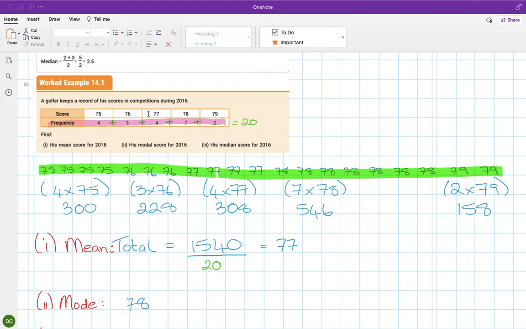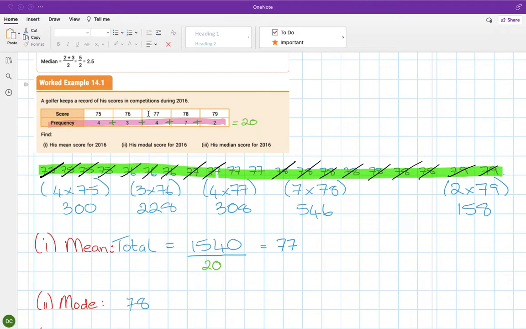And then the last one is the median. Okay, so placed in order, like they are above there in green, you get the median by picking out the middle number. So you can cross off the first number with the last, the second with the second last, third last, fourth last, fifth last, sixth last, seventh last, eighth last, ninth last.